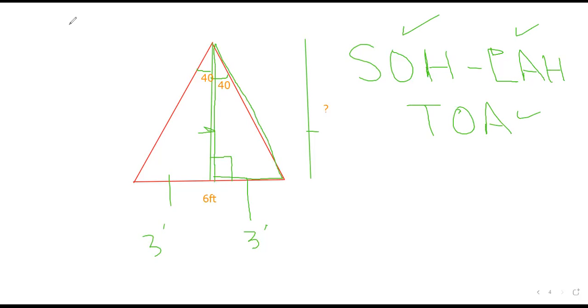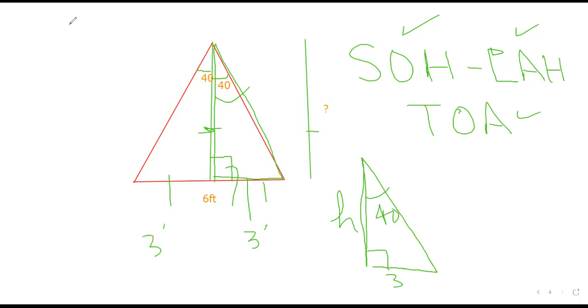For this one, we can use TOA. This is 90 degrees. You are looking for the height, this is 3, and this angle is 40 degrees. So you can draw it just like that. So what should be the relation? We are looking for the height. This is the height. This is 3. This is 90 degrees. This is 40 degrees. So how can you find the height?